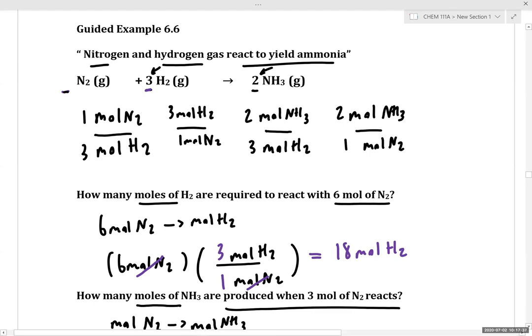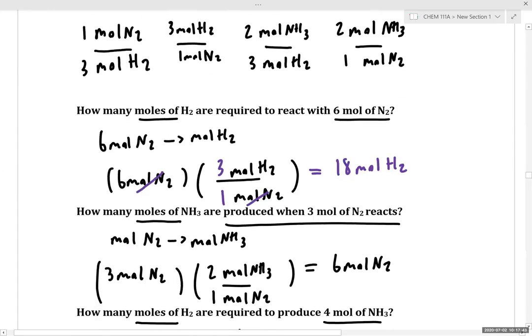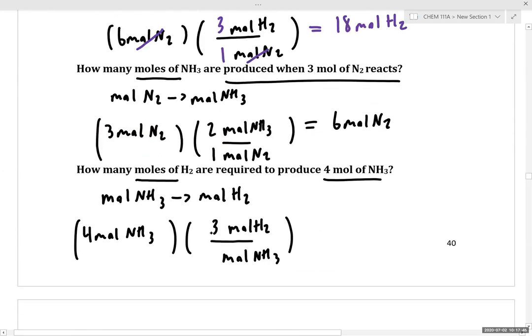What was that? Could you repeat that, please? 3 to 2. Yep, exactly right. So we have 3 moles of hydrogen per 2 moles of ammonia. Moles of ammonia cancels, and that gives us 6 moles of hydrogen.